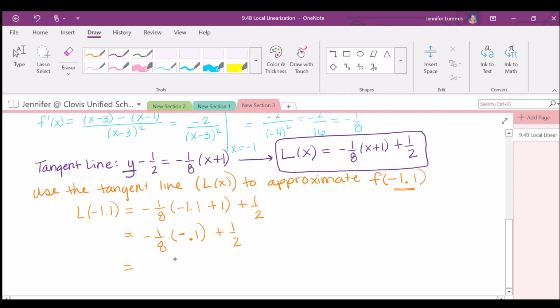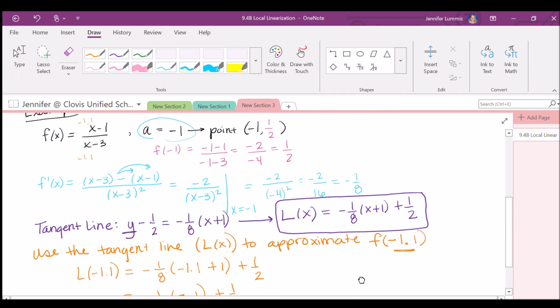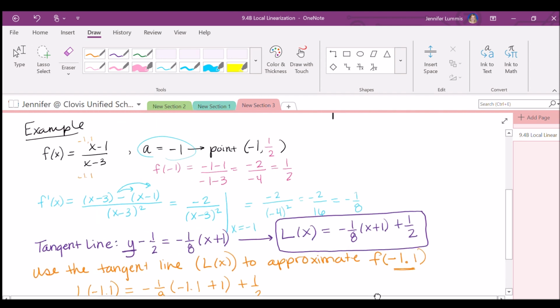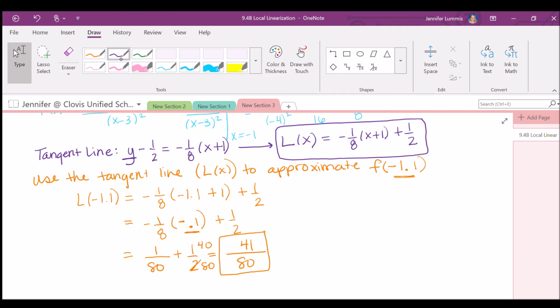We're left with 1/8 of 1/10. This is 1/8, and then 0.1 is 1/10. So this becomes 1 over 80 plus 1/2. So all we need is a common denominator of 80, which turns 1/2 into 40 over 80. And this is now 41 over 80. And this is my answer. And this is an approximate value of plugging negative 1.1 into function f. So if we want to know what that value actually is and compare it, we can do that.